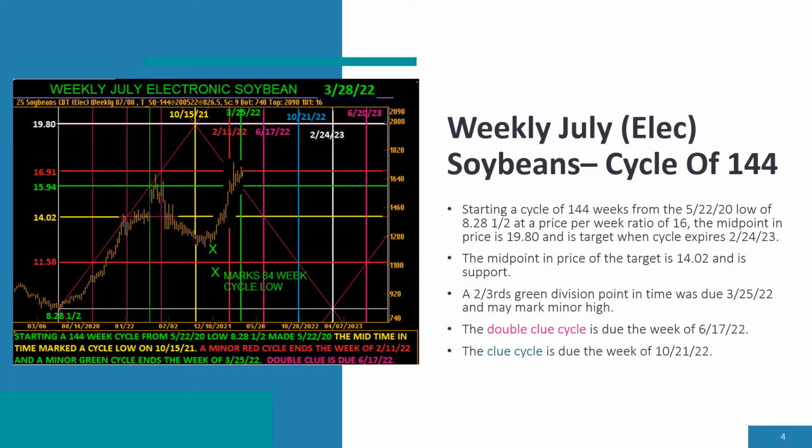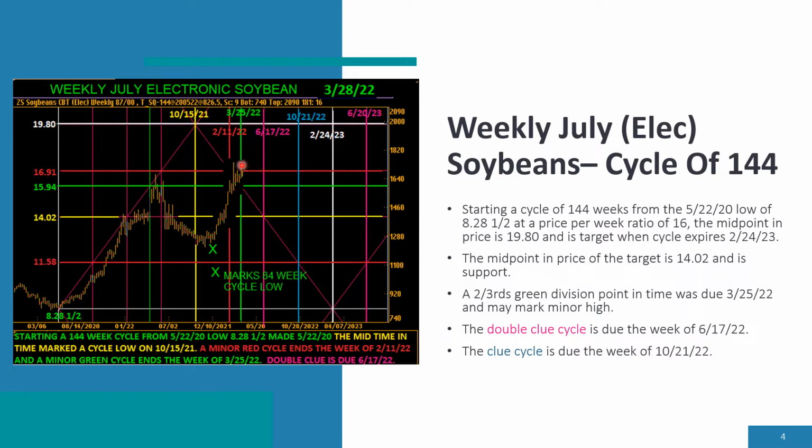The second chart I'd like to share with you is a weekly July soybeans showing a cycle of 144. Now we move this cycle over a little bit, going from the May 22nd, 2020 low of $8.28.5 at a ratio of 16 cents per week. That puts the midpoint in price at $19.80, and the cycle expires on February 24th, 2023.